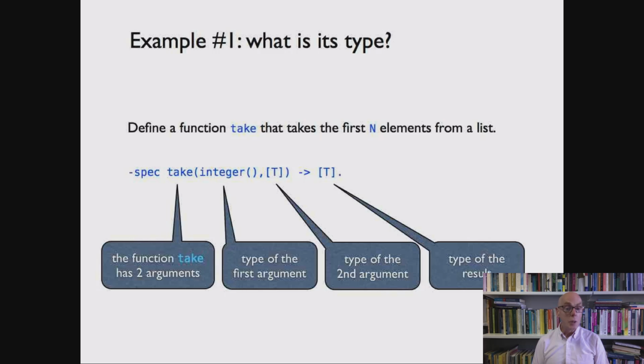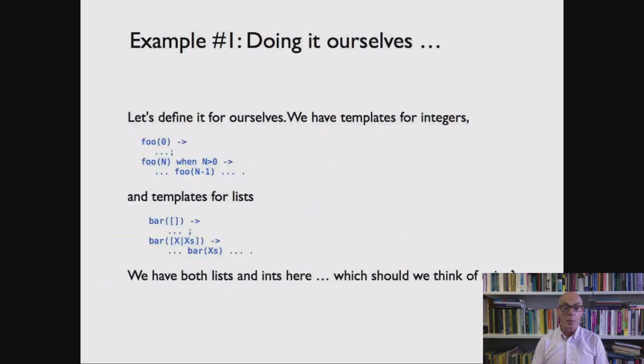But just to let you know, one of the things we can always do when we've got a problem is either write it down formally as a spec or at least informally, think what the type of a function is. And here we're saying it has two arguments. The first is an integer, the second is a list, and it returns a list, which is related to the input list.